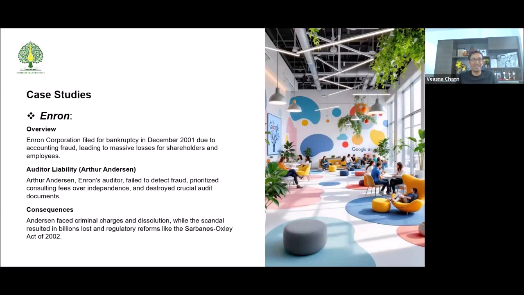That's why there is auditor liability, as mentioned here. Why have auditor liability? Because the auditor serves the public interest of society, not the personal interest, not the company interest.